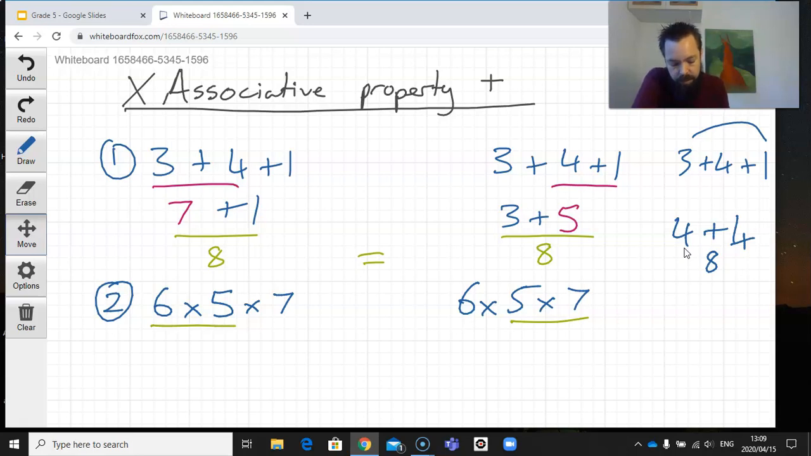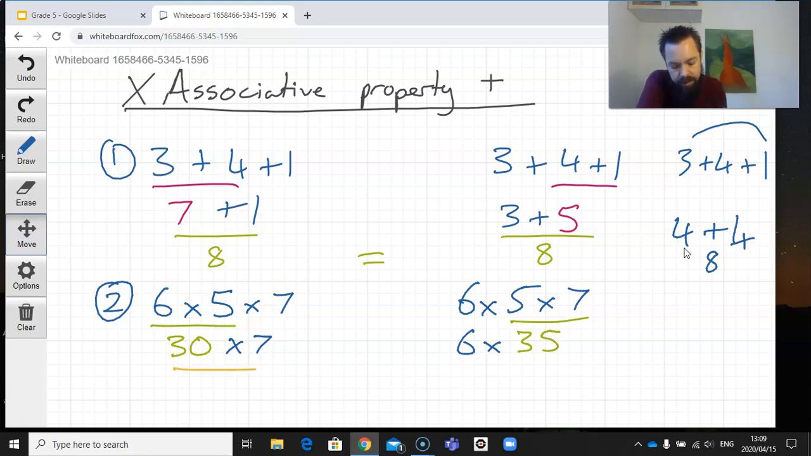So 6 times 5 is 30. My times 7 will stay there. On this side, I've got 6 times, and I'm going to work out 5 times 7 is 35. See how knowing your times tables speeds things up. The next step is to do these two together.